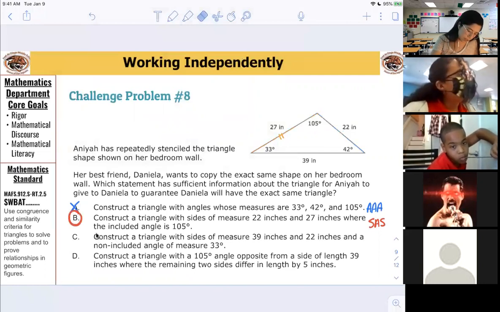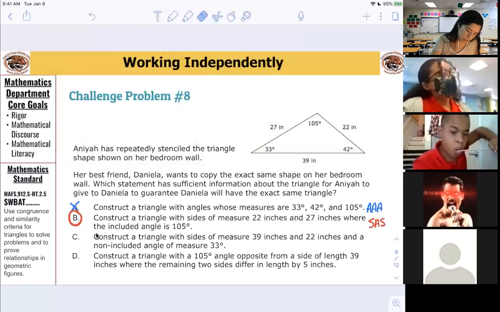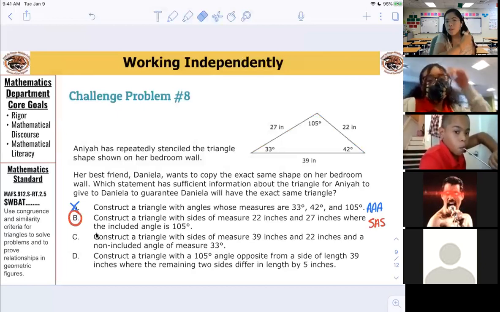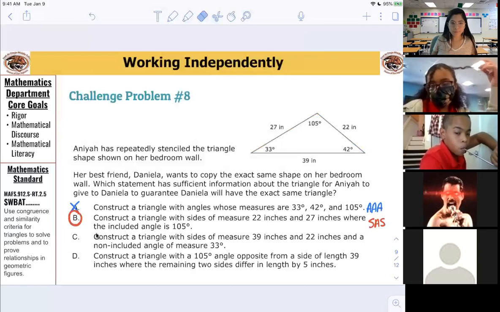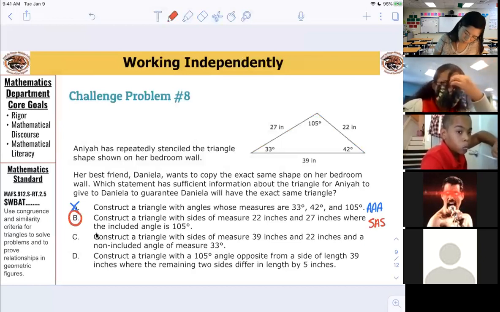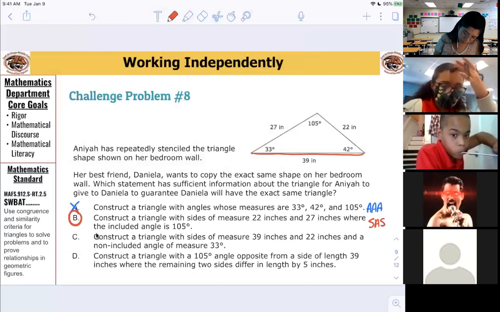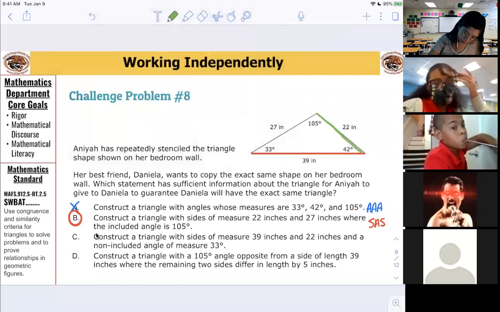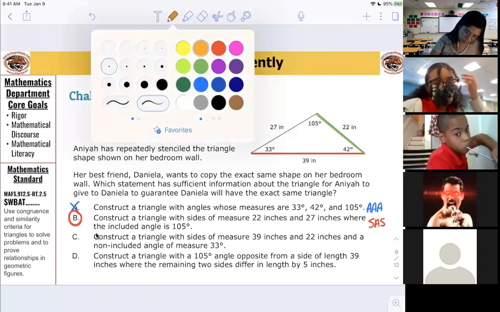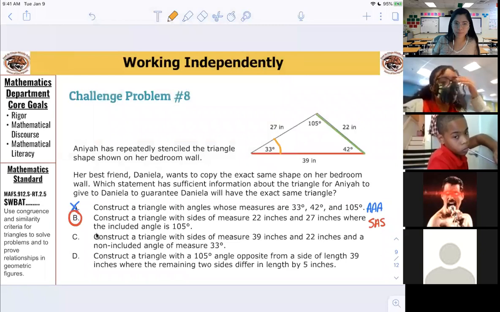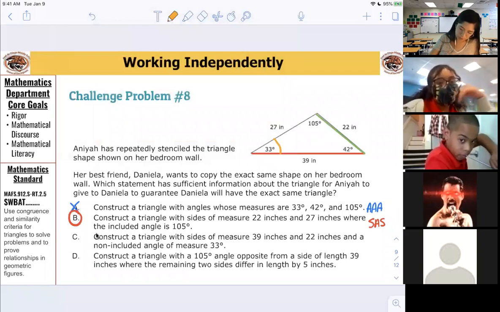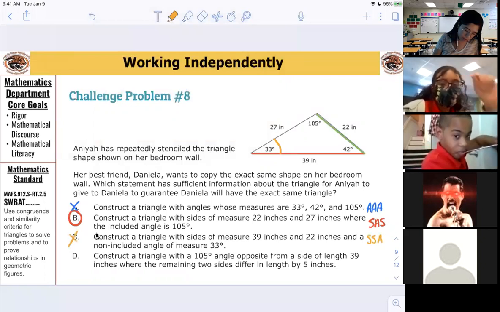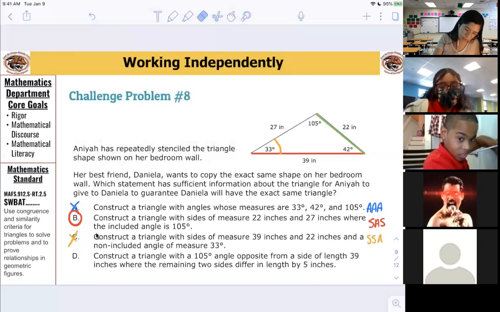C says construct a triangle with sides of measure... Oh, Jalen, I'm sorry, go ahead. You go for it. Construct a triangle with sides of measure 39 inches and 22 inches and a non-included angle of measure 33 degrees. What would that be? SSA, my bad. Right. This would be SSA, which is wrong. Fake news.